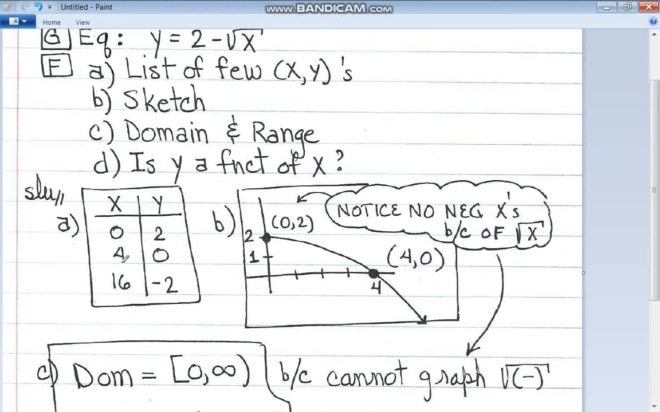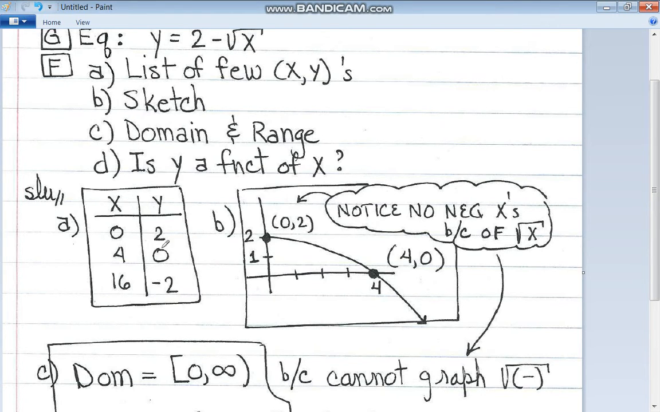Let's let x equal 4. And we can choose any x. I just chose ones that I thought would be easy to work with. X equals 4, plug it in, and we have 2 minus the square root of 4, which is 2 minus 2, which is 0. So we have the ordered pair 4, 0. And finally, we'll let x equal 16. Plug it in. We have y equals 2 minus the square root of 16, so it's 2 minus 4, which is negative 2.